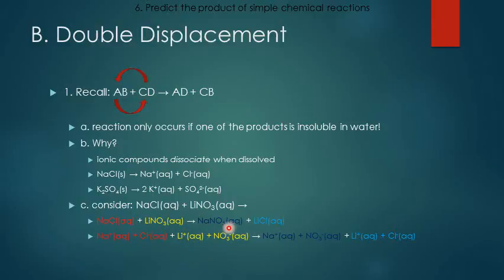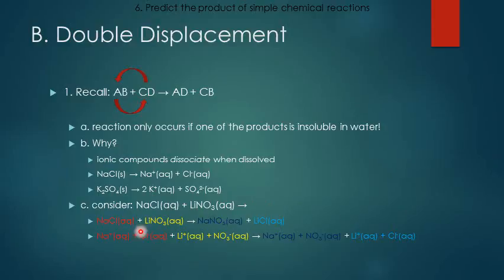Also aqueous, they're soluble in water. So the sodium nitrate exists as sodium ions and nitrate ions. Same thing with the lithium chloride. It exists as lithium ions and chloride ions. Now if we compare our reactants and our products, we will notice there's absolutely nothing different about this.